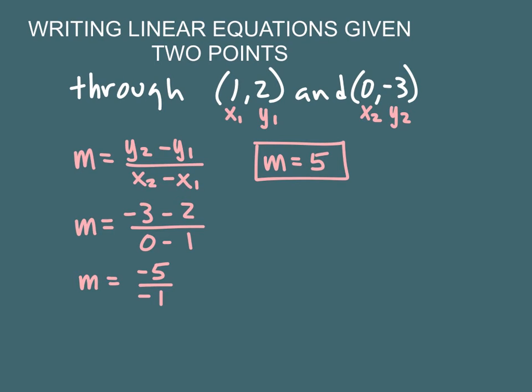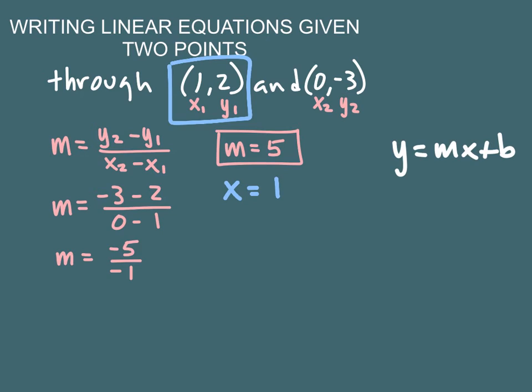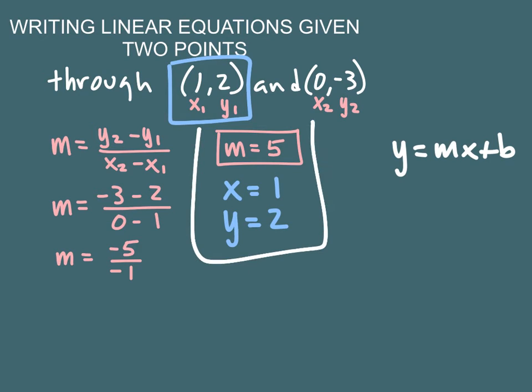So I'm going to use y equals mx plus b. From here, I can choose either one of these points. It doesn't matter. I'm going to choose this point for my x and y value. So I'm going to say that my x value is equal to 1 and my y value is equal to 2. Now, once I have all of this information, I'm going to substitute these values into my formula and solve this equation for b.